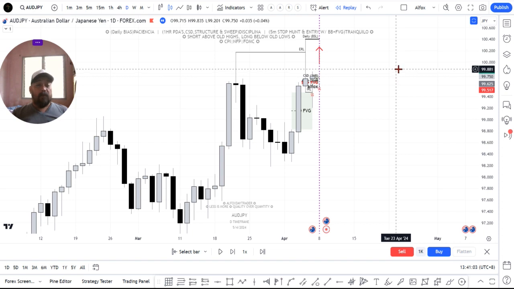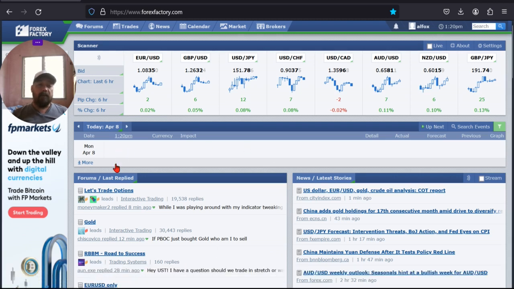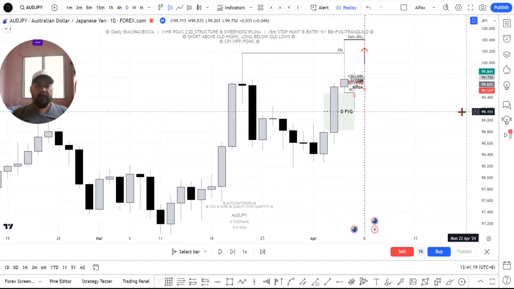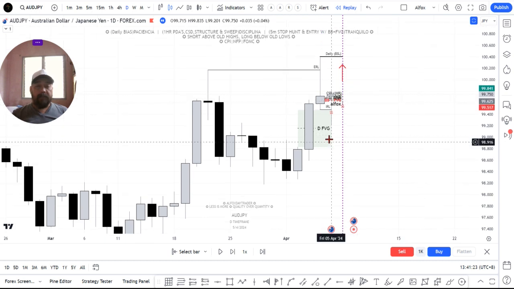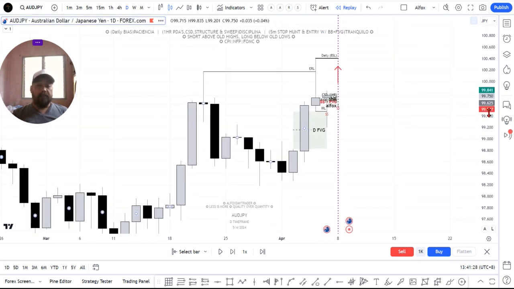So let's start. This morning when I woke up, the first thing I did was to check our calendar. We have no news for today. So I went to my chart, and as you can see, this was our chart before the day started. Our bias from yesterday was bullish.